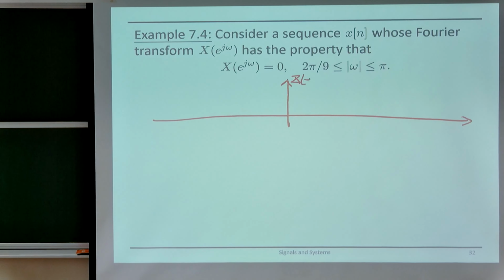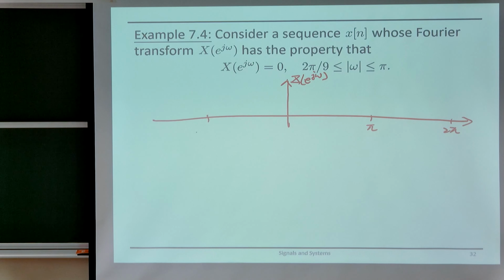So this is X(e^{j omega}). This is pi, 2 pi, minus pi, minus 2 pi. Roughly, suppose this is 2 pi over 9, minus 2 pi over 9. You have one replica here and one replica here.